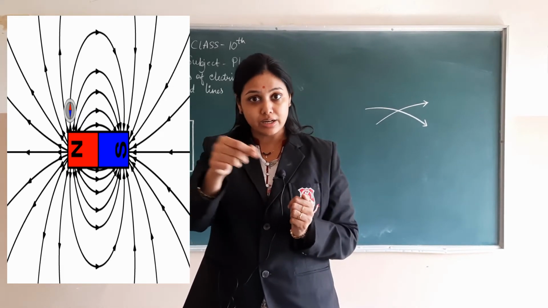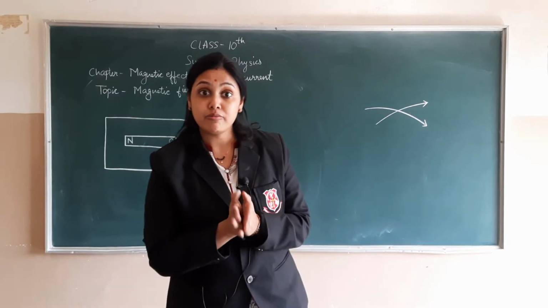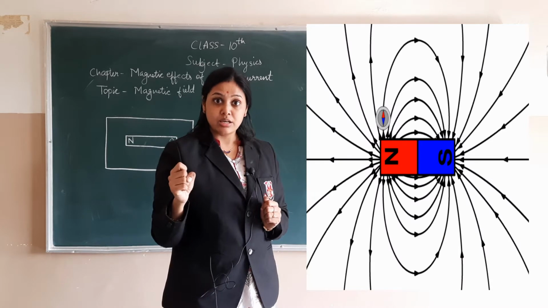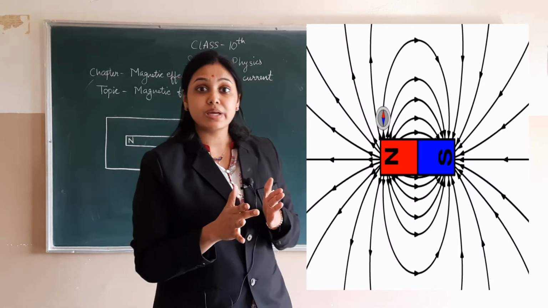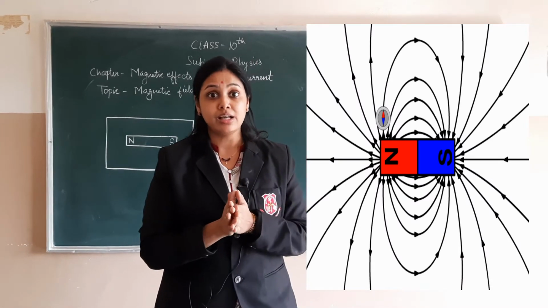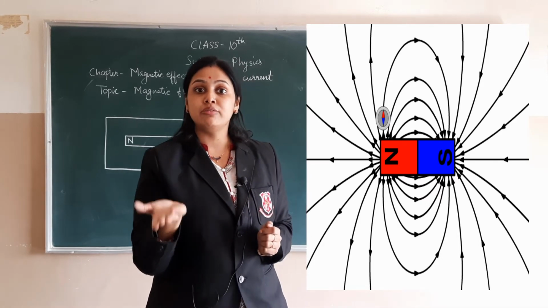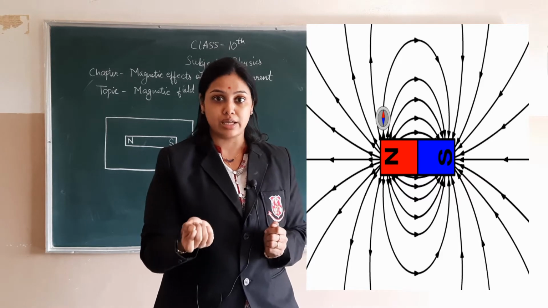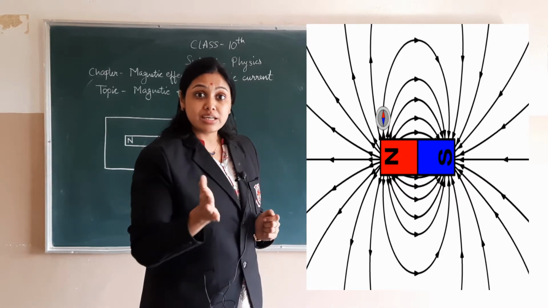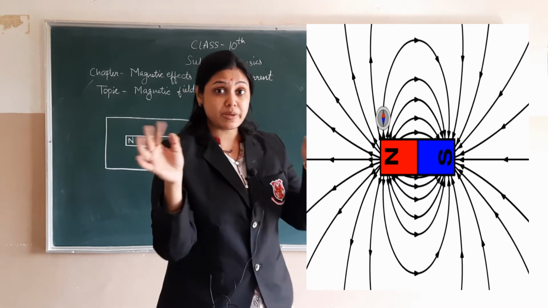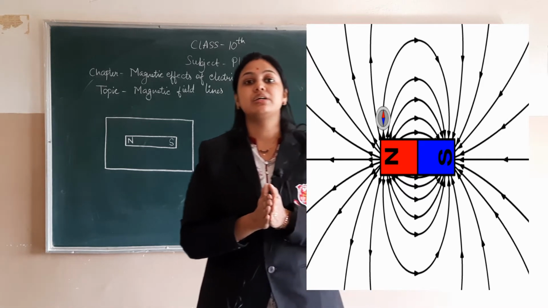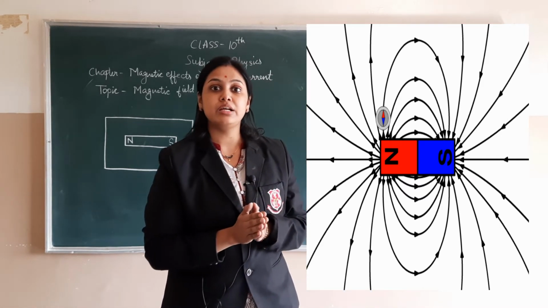If you take the iron nail away from the magnet, a time will come when the magnet will stop attracting that iron nail. So there is a region or a space around a magnet up to which a magnet can influence iron nails, or exert force on them. This space is known as the magnetic field. Now this magnetic field is represented by magnetic field lines.